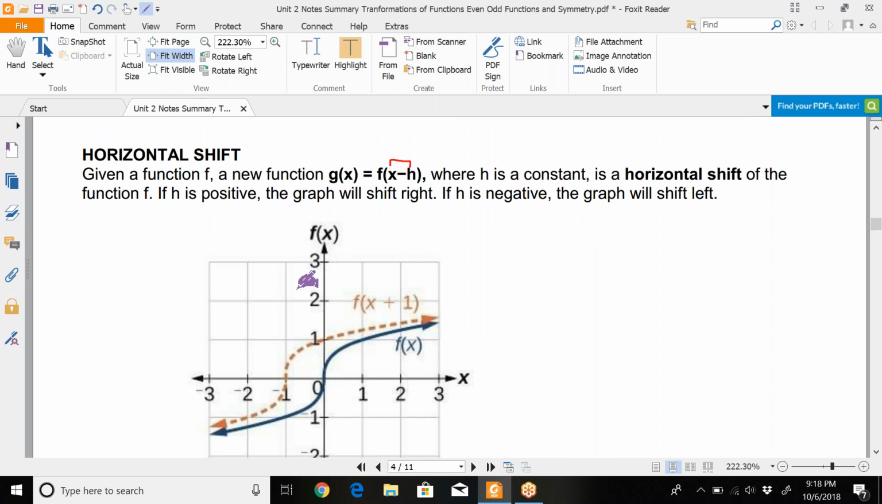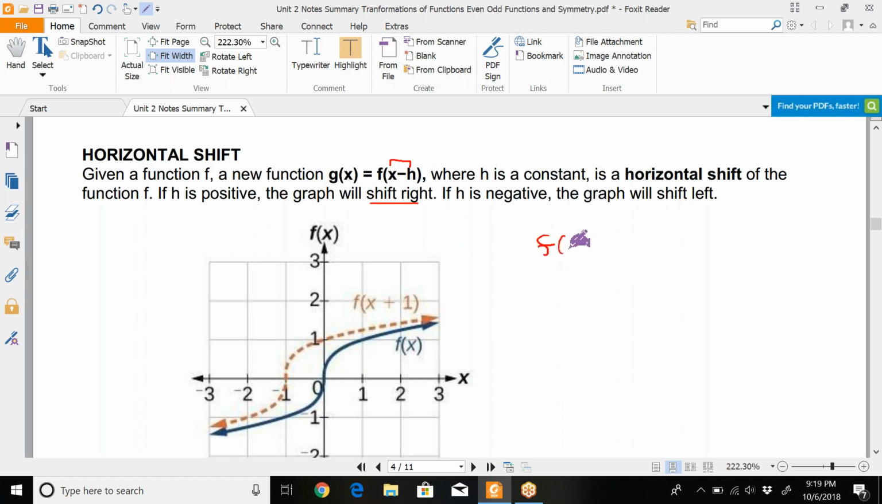It's in the parentheses. So this is a little different, because anything that happens outside of the function, you do exactly what you see. So if you see a +2 after the function, it's up 2. If you see a ×2 in front of a function, you times everything by 2. If something happens inside the function, we do the opposite of what we see. So since this is actually minus h, we do the opposite. We will shift to the right.